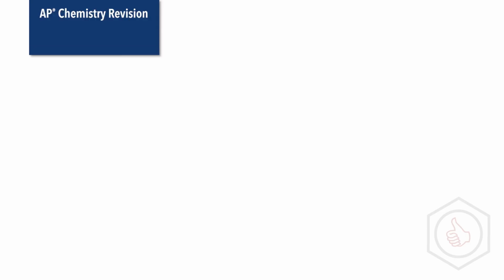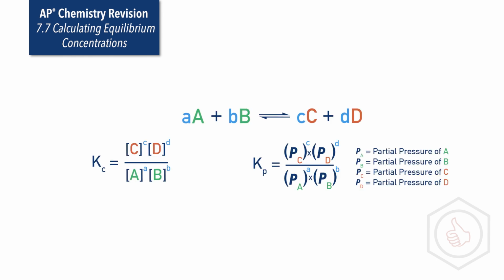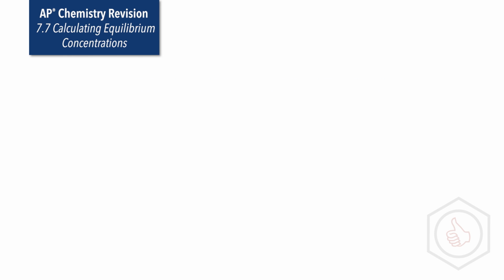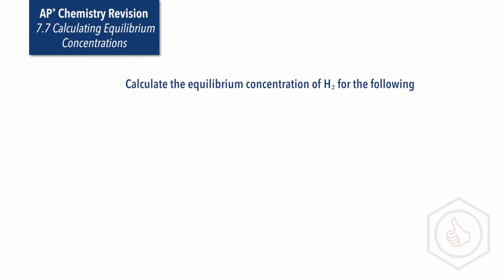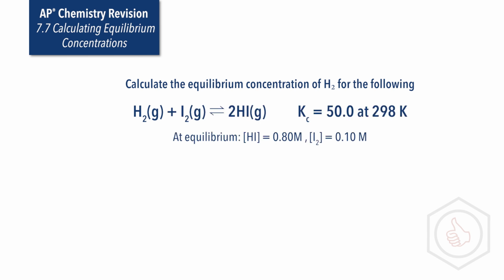Hello, so this is a revision video for AP Chemistry 7.7, calculating equilibrium concentrations. You may be asked to calculate the concentration of a species in an equilibrium mixture by using the equilibrium constant, Kc or Kp, and some given data. For example, calculate the equilibrium concentration of H2 for the following reaction: H2 plus I2 goes to form 2HI, with a Kc value of 50 at 298 Kelvin.